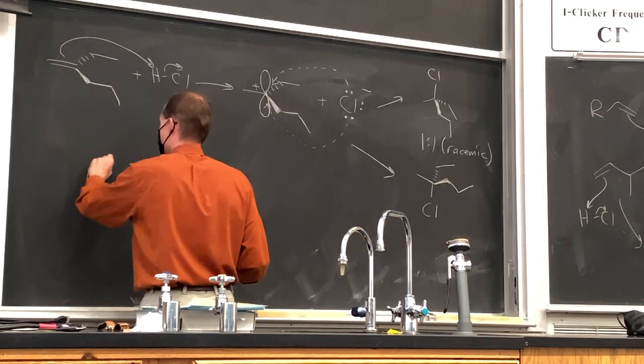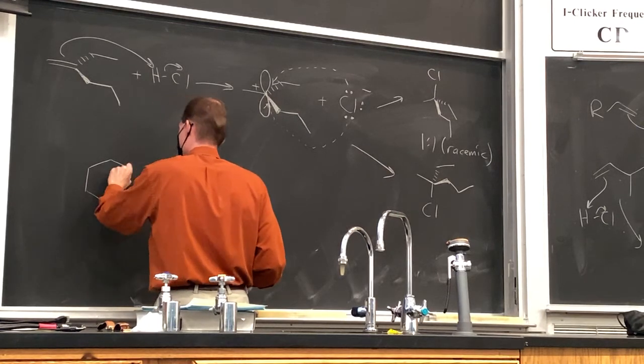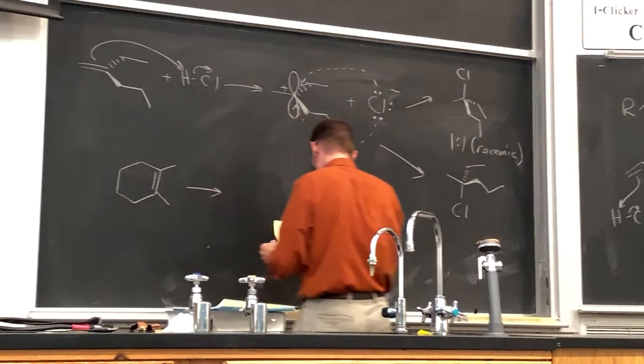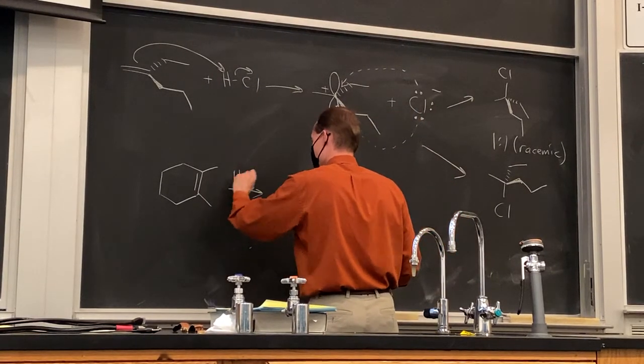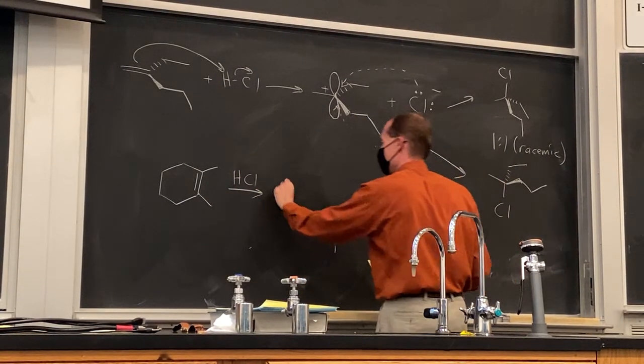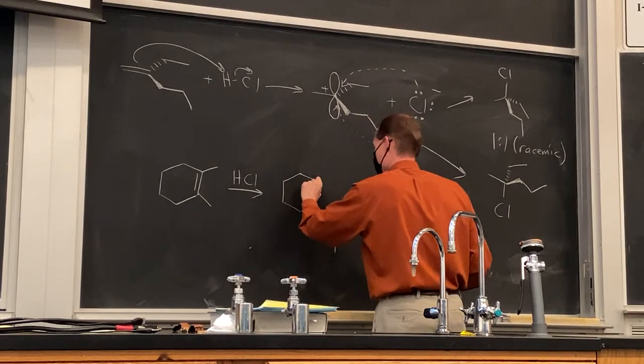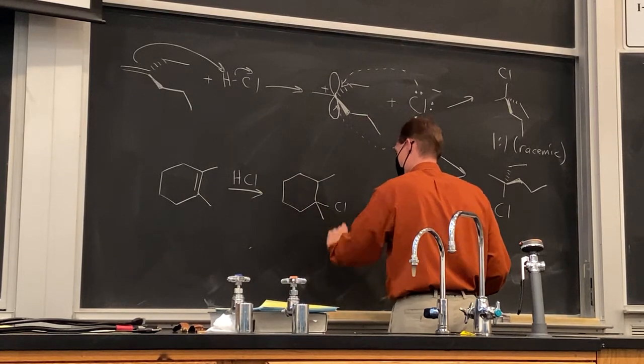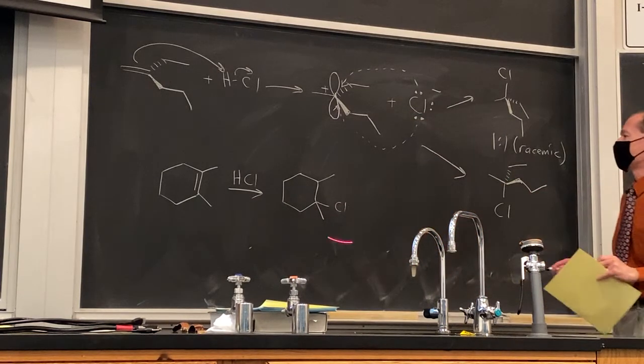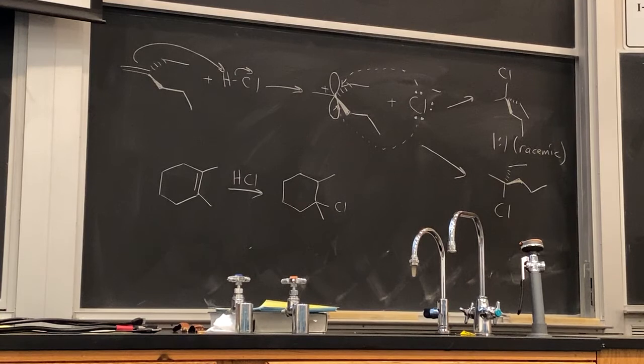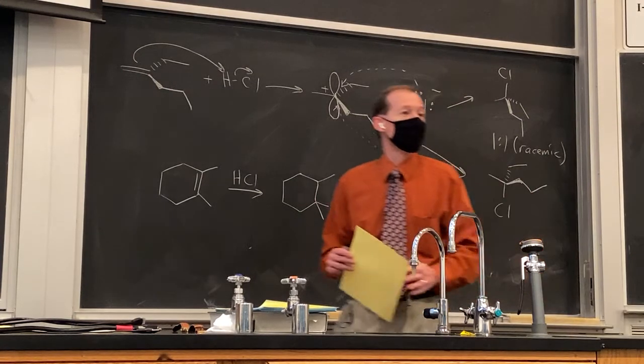Let's look at a more complicated stereochemical example. So we're going to react this tetrasubstituted alkene with HCl. And I'll draw the products. So how many total stereoisomers can we produce in this reaction? How many stereocenters are we forming? How many stereocenters in this product? 2. So 2 to the n tells us 4 possible stereoisomers.